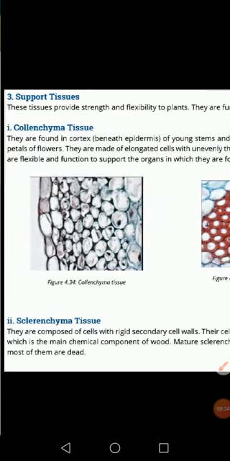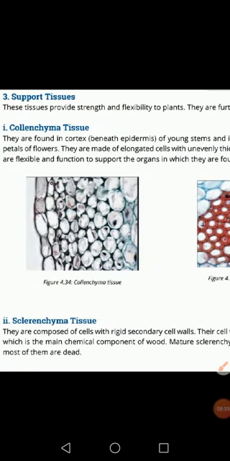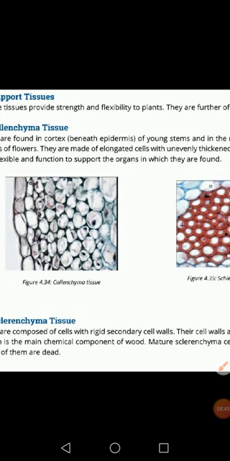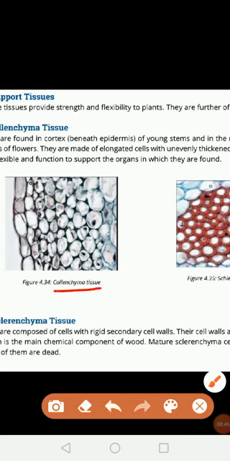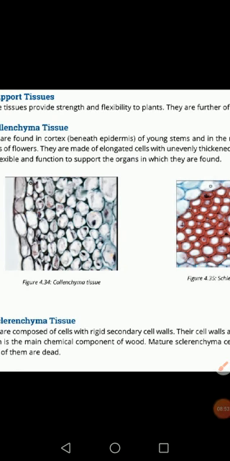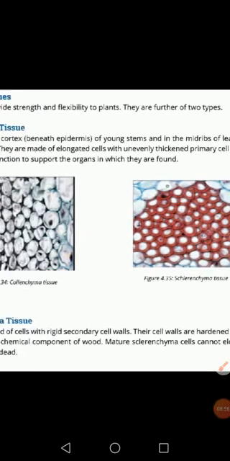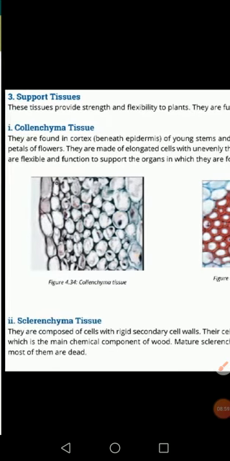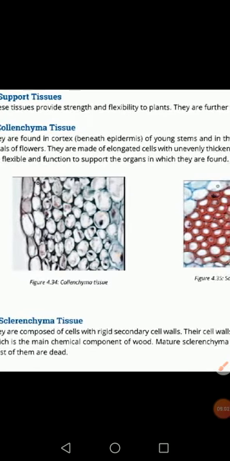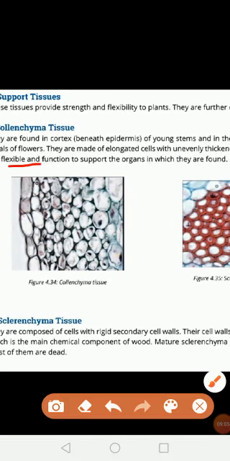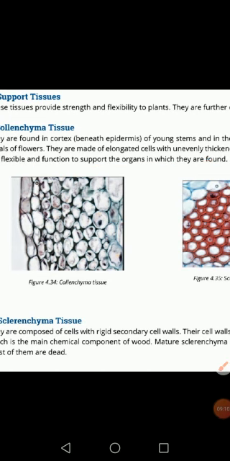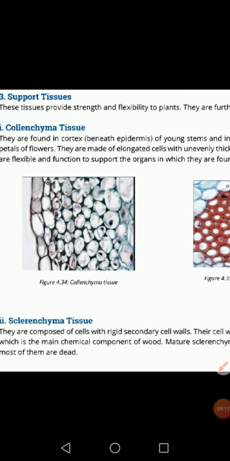So these are the different locations where collenchyma tissues are found, and the structure of collenchyma is that they are basically made up of elongated cells. They have an unevenly thickened primary cell wall, and due to that they are flexible and function to support the organs in which they are found. They are flexible and they support the organ where they are present. So this is the first type of supporting tissue, collenchyma tissues.